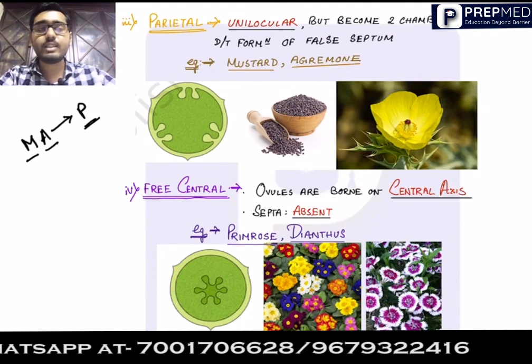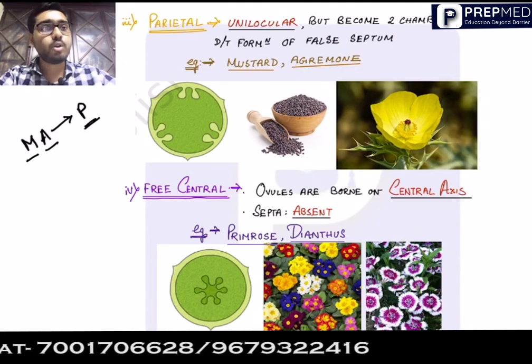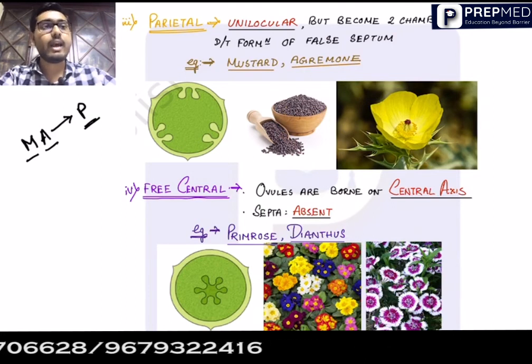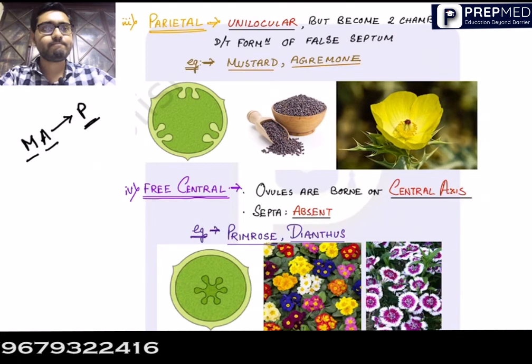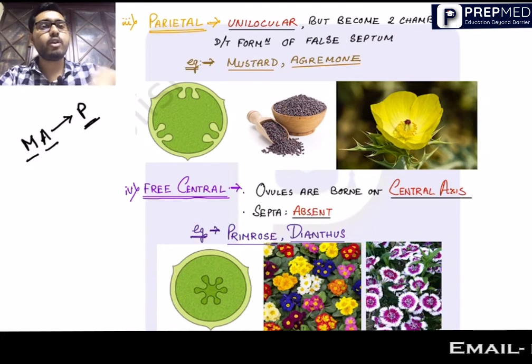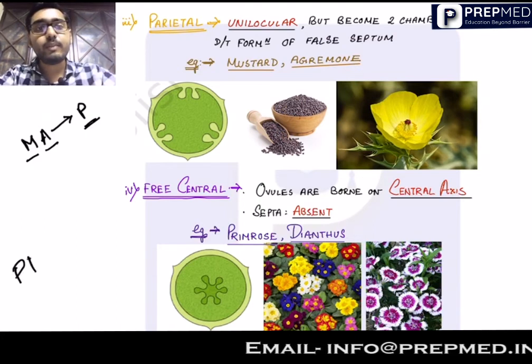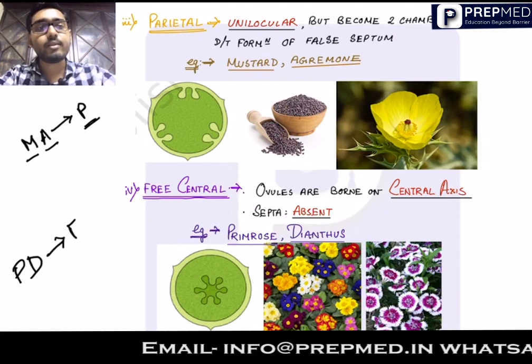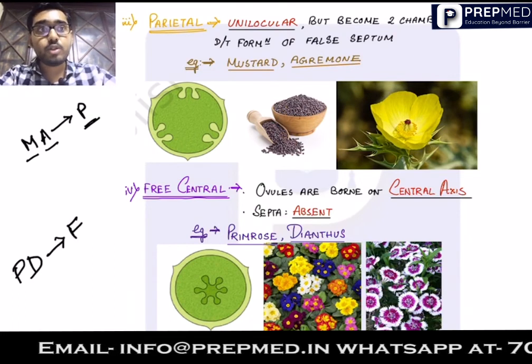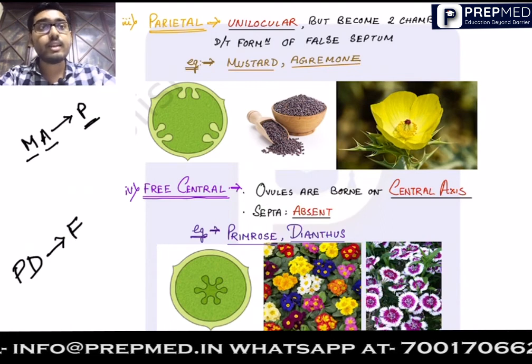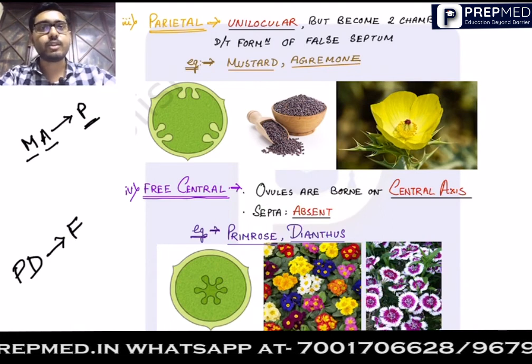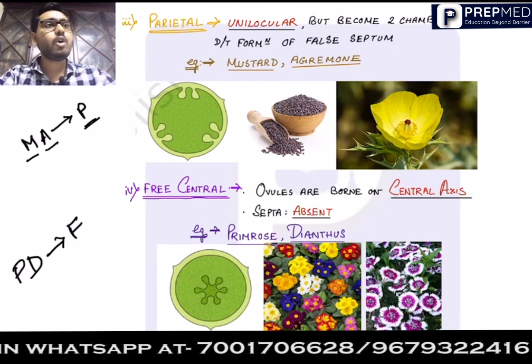Now let's come to the next one, F. F is free central. Ovules are borne on the central axis and obviously septa is absent. Examples are primrose and dianthus. One of the commonest formats of sending files is PDF. So P is primrose, D is dianthus, and F is free central. So MAP PDF.